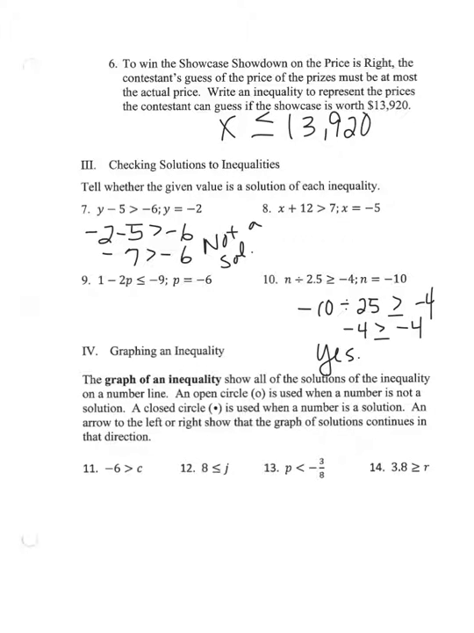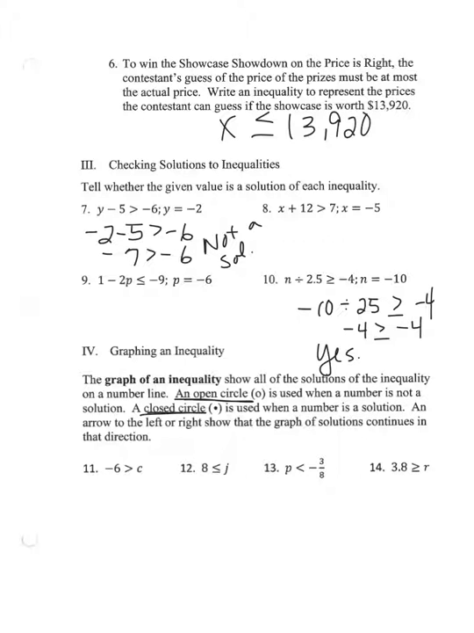To graph, it's very important to recognize open versus closed circles. An open circle is when the number is not a solution, but it's the start of the solution. A closed circle is when the number can be a solution. And then an arrow to the left or right shows that the graph of the solution continues in that direction.